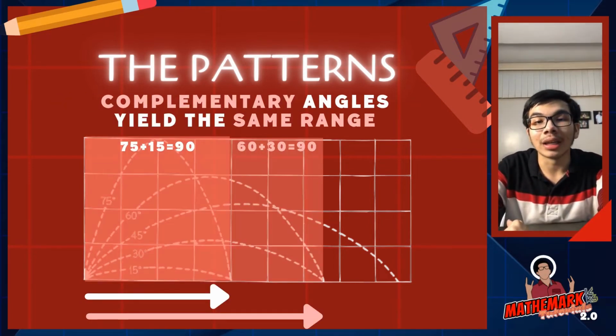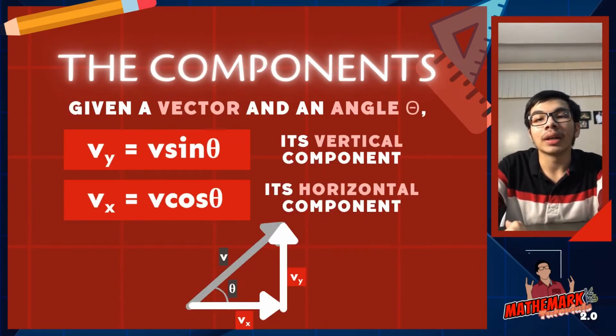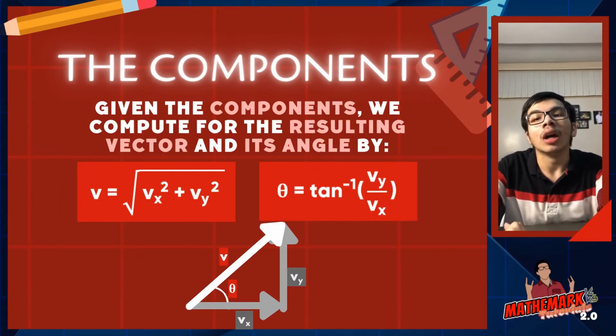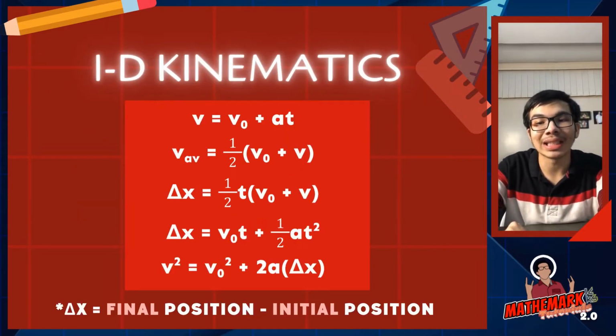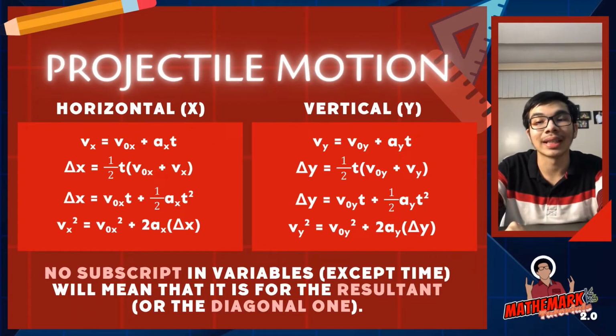Two angles that are complementary, or simply two angles that add up to 90, yield the same range. Because the trajectory is curved or basically angled, we need to extract the horizontal and vertical components simply by using this formula. To determine the resultant, or the vector that shows the two components working hand in hand, we will use the following. All these formulas are based on the Pythagorean theorem and basic trigonometry. You may have seen these formulas in one-dimensional kinematics, and we're still using these, except that we will add another subscript, either x or y, in all variables except time, to differentiate the horizontal and vertical components.